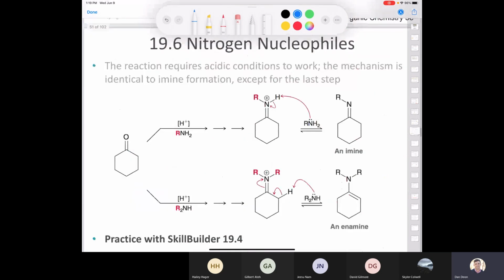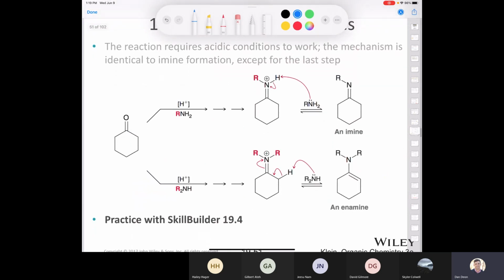So to summarize, again, the reaction mechanisms are very similar, right? When we form an imine, we can use a primary amine or ammonia. I want to put that in there too. And we produce the imine. And the last step involves the proton transfer, where we remove a proton from the nitrogen. Whereas when we form an enamine, we use a secondary amine. And the last step involves a proton transfer on a carbon that is next to the carbon of the double bond.